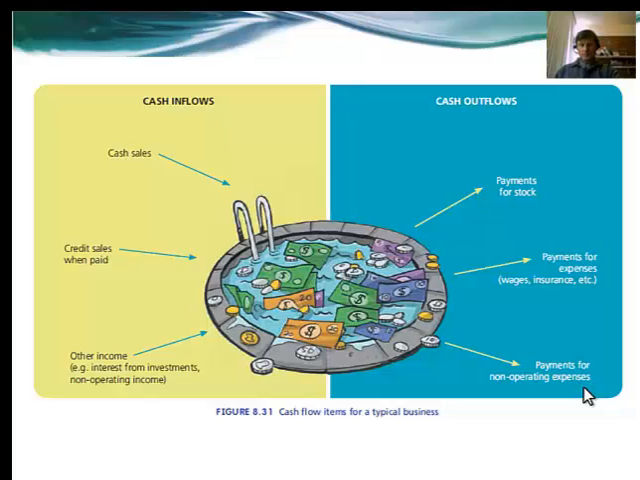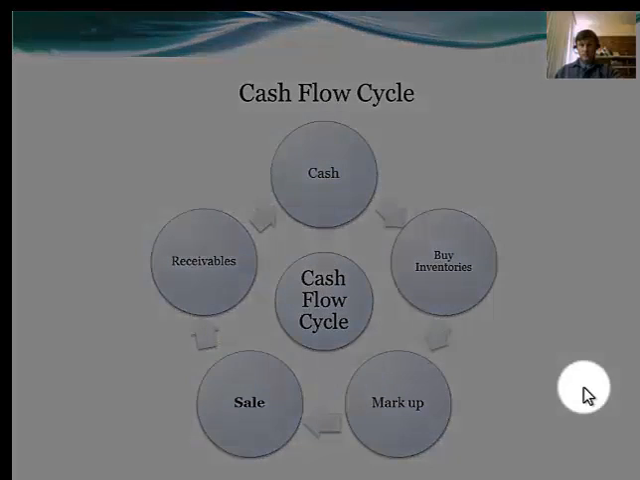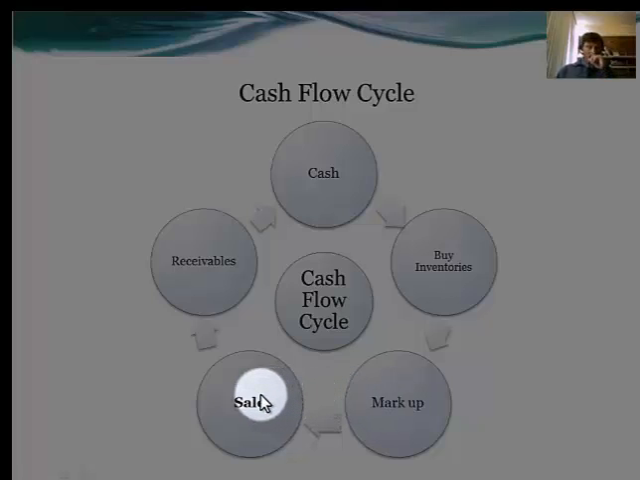An essential part of understanding cash flow is to examine the cash flow cycle. You start with cash. We're talking about a trading business. It then buys inventories, hopefully the right inventories that people want to buy. A markup is put up on those inventories. For example, if I'm in a clothing shop, I might buy some jeans for $50, and then I put a markup on it of say 100%, which means another $50. Therefore, the sale price would be $100.